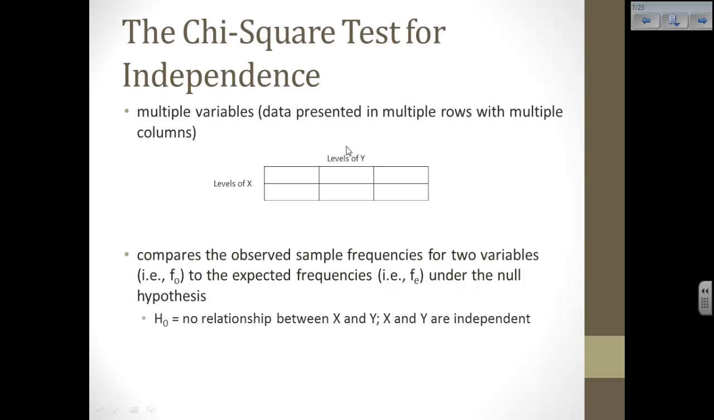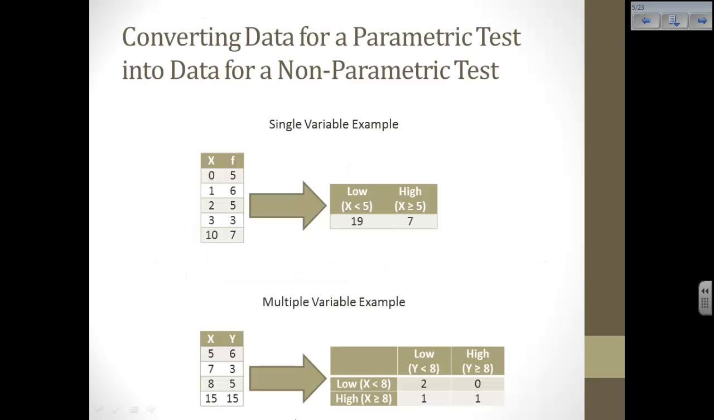So each category represents a certain level of both variables. And just like before, with the chi-square test of goodness of fit, we're still meeting the assumption that each participant can only fall into one category. So if we go back and look at this example, where we had two variables, we have 1, 2, 3, 4 people, 2, 3, 4 people here. Each person is only in one category based on their level of X and their level of Y. So this would be the example that you could use a chi-square test for independence for.